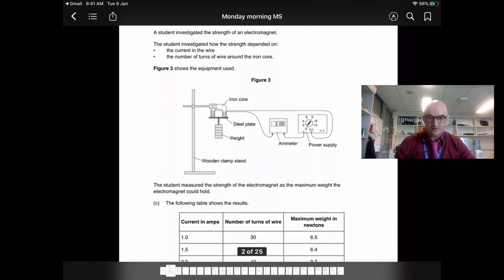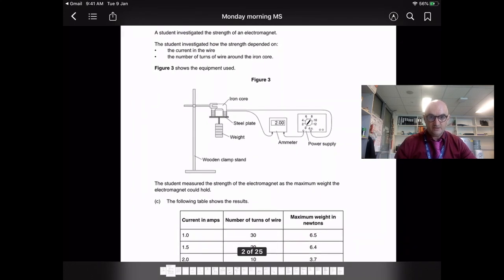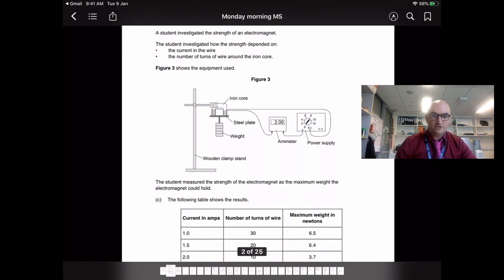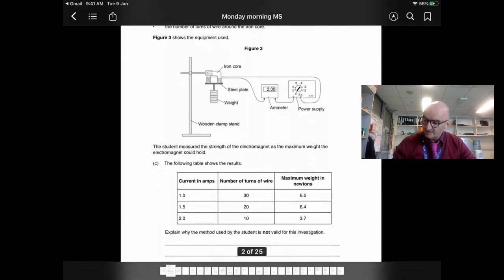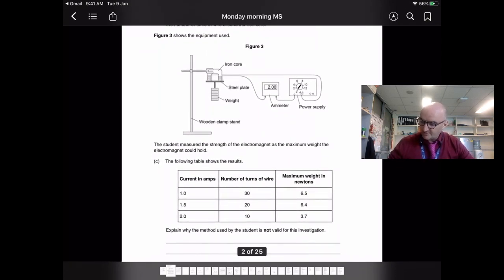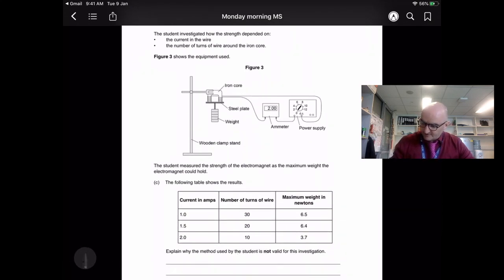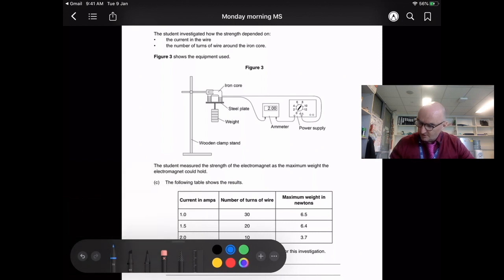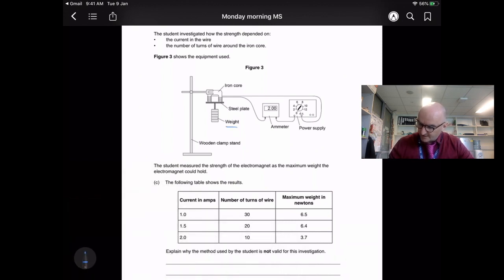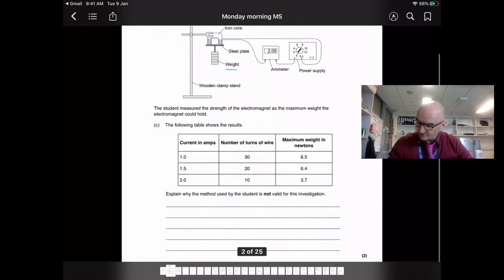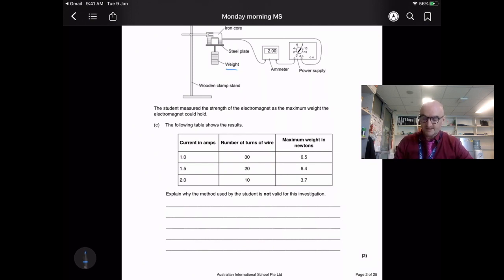A student investigated the strength of an electromagnet. The student investigated how the strength depended on the current in the wire and the number of turns of the wire around the core. This is a standard question. They like to give you a circuit with a power supply, an ammeter in the circuit so you can monitor the current, which is I, weights, and a soft iron core, which is able to be magnetized. The following table shows the results: 1 amp, 30 turns, 6.5 newtons; 1.5 amps, 20 turns, 6.4 newtons; and 2 amps, 10 turns, 3.7 newtons. So the student has changed the current, and they've also changed the number of turns.